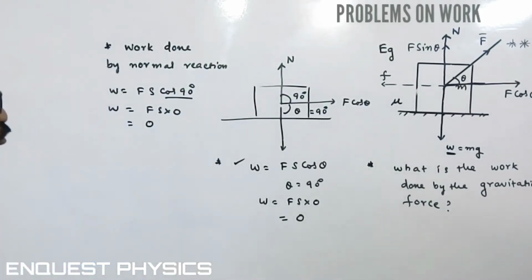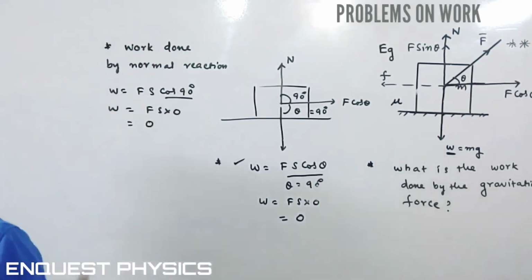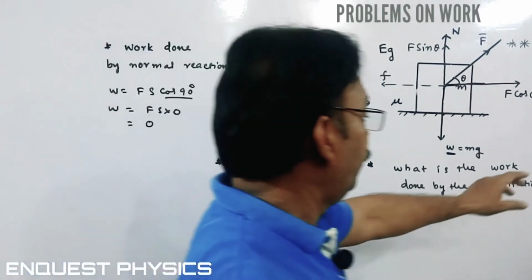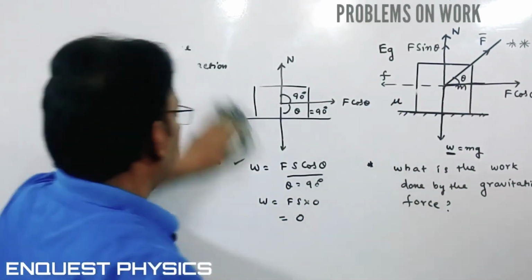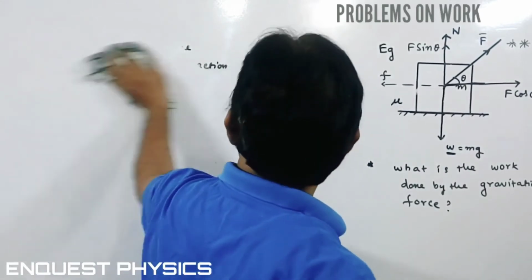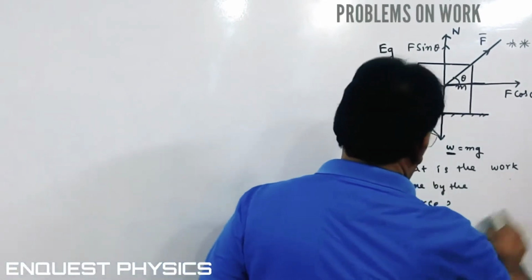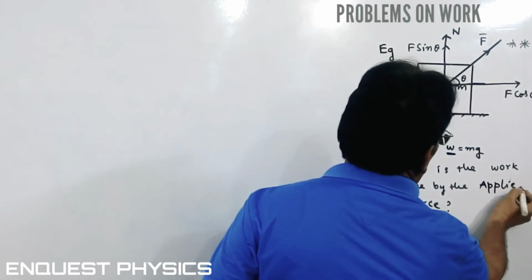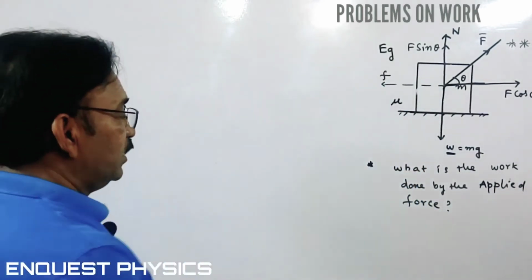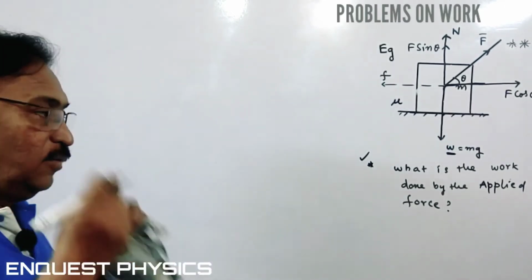Okay, students, we have the two relations here: the work done by the gravitational force and the work done by the normal reaction. Let's do one more. Then we are going to do the work done by the applied force. So students, this is the third case, and in this one we are going to find the work done by the applied force.